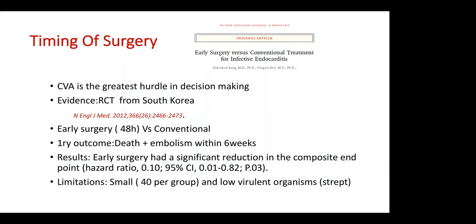They randomized patients to early surgery within 48 hours versus conventional treatment. Their primary outcome was death plus embolic phenomena within 6 weeks. The result was that early surgery had a significant reduction in the composite endpoint. The limitation of that randomized trial was the small group, 40 patients per group, and most of the cases of endocarditis were caused by Streptococcus, which is a low virulent organism.